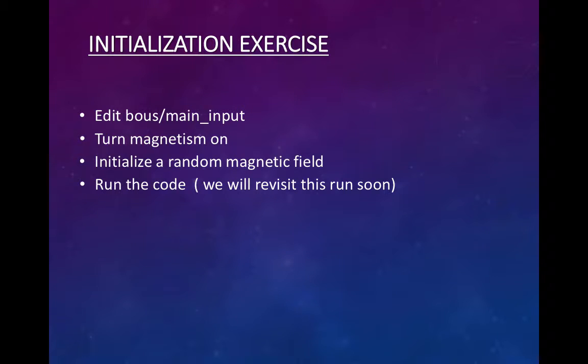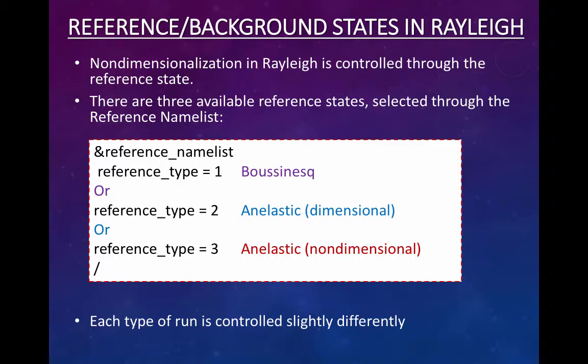All right, so that's boundary conditions and initialization. And now I'm going to move into talking about reference and background states. So there's another name list, the reference state name list. If you look at these 3 different cases we have, you'll notice they all have a different reference type. The reference type is telling us, are we doing a Boost run? Are we doing an anelastic dimensional run? Or are we doing an anelastic non-dimensional run? Each type of run is controlled a little bit differently.